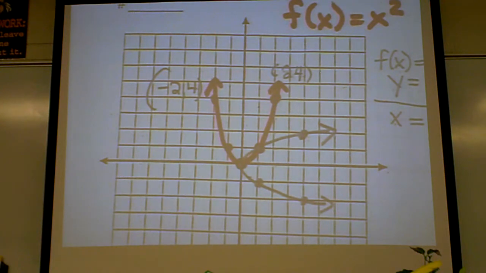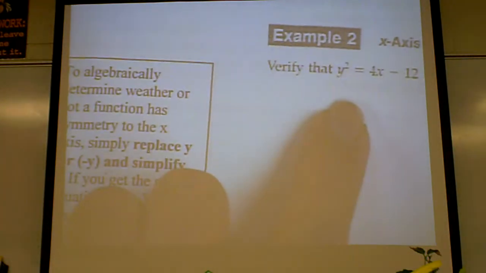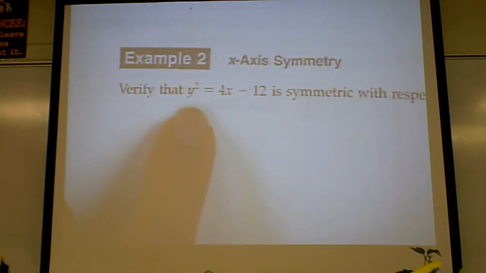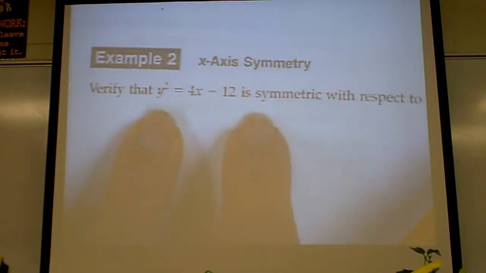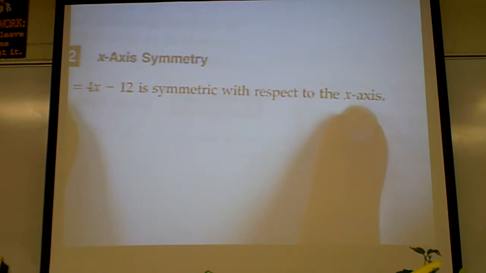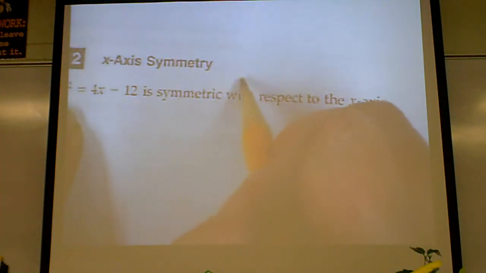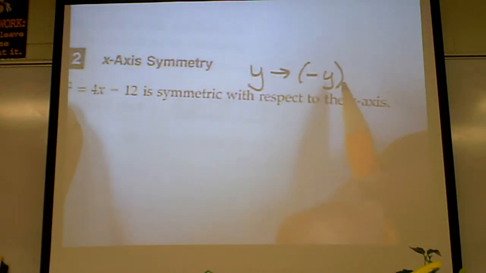See if you remember this. What did you do here on this problem? This was back in 3.4a. I want to take this and algebraically prove that it has symmetry to the x-axis. What am I going to do to this? Fill in negative y. You're going to take your y and you're going to put negative y, right?